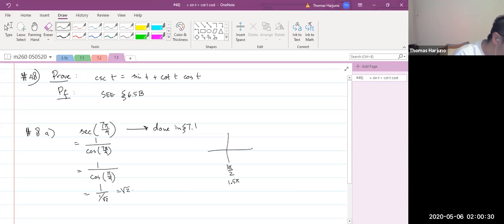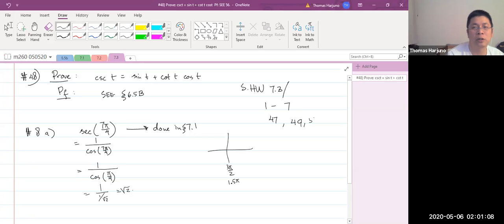Okay, and you will see that nothing really new here. The suggested homework from 7.3, you will see this is just 7.1 and 7.2 put together. Number 1 to number 7, and then why not do more proofing? Number 47, 49, I think is good. 51, 3 is good enough.